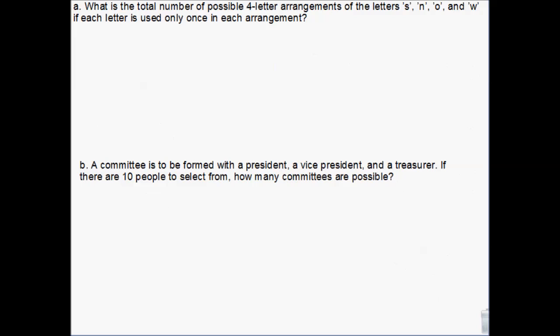What is the total number of possible 4-letter arrangements of the letters for the word snow if each letter is used only once? Hey, we kind of already did this with the word math, but we'll do it again. 4 letters. We're going to use all 4. So it's 4 factorial. So there's 24 possible arrangements.